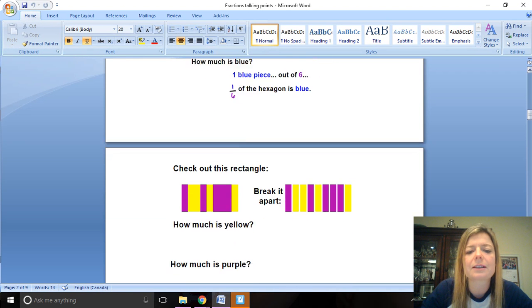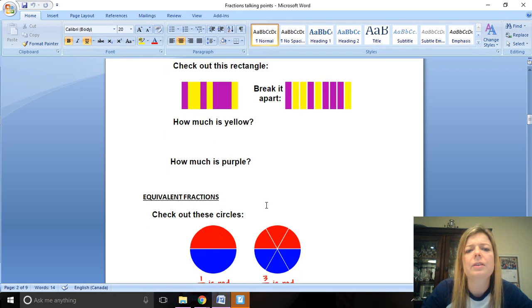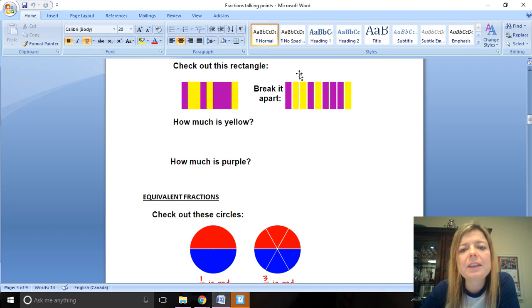So what if we had this rectangle? Okay, so here you see some purple and some yellow, but how much purple and how much yellow? Well, we need to break it into even parts first. So now each of these sections is the same size. So we're able to see how much there is of each. So altogether we have 1, 2, 3, 4, 5, 6, 7, 8, 9 sections. 1, 2, 3, 4 of them are yellow. So 4/9 is yellow, and 1, 2, 3, 4, 5/9 is purple.